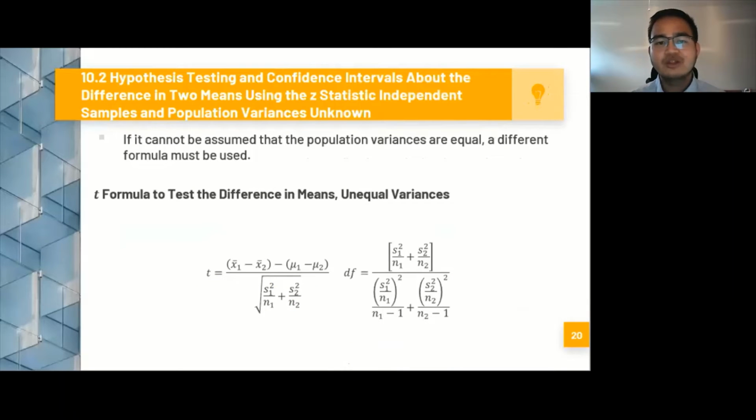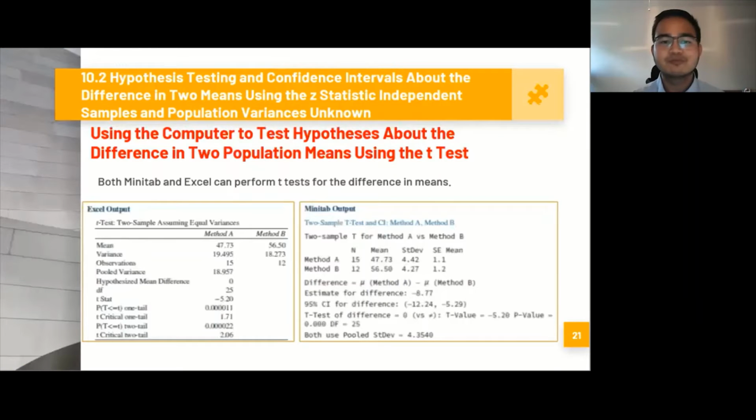However, we need to know that if it cannot be assumed that the population variances are equal, a different formula must be used. So there's a test formula which is currently presented. It seems to be a little bit more complicated than the previous one, but the same approach. We just need to identify the values of each of the statistical signs and substitute them in this formula to come up with the answer.